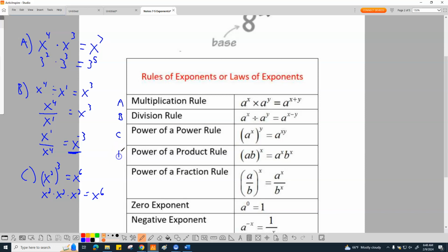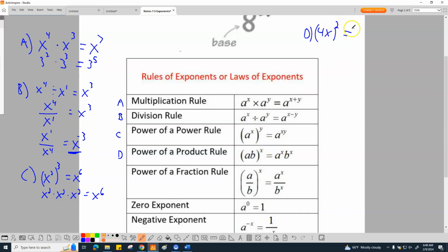Now I'm going to talk about the product rule here. The power of a product rule. What does that mean? Well, let's say you had 4x, I'm going to put D up here. Let's say you had 4x squared. This means you're going to square both of them. So this would come out. You see how this is done? The power of a product rule. You see the parentheses? It's basically saying you're going to raise this up to the exponent just like this.